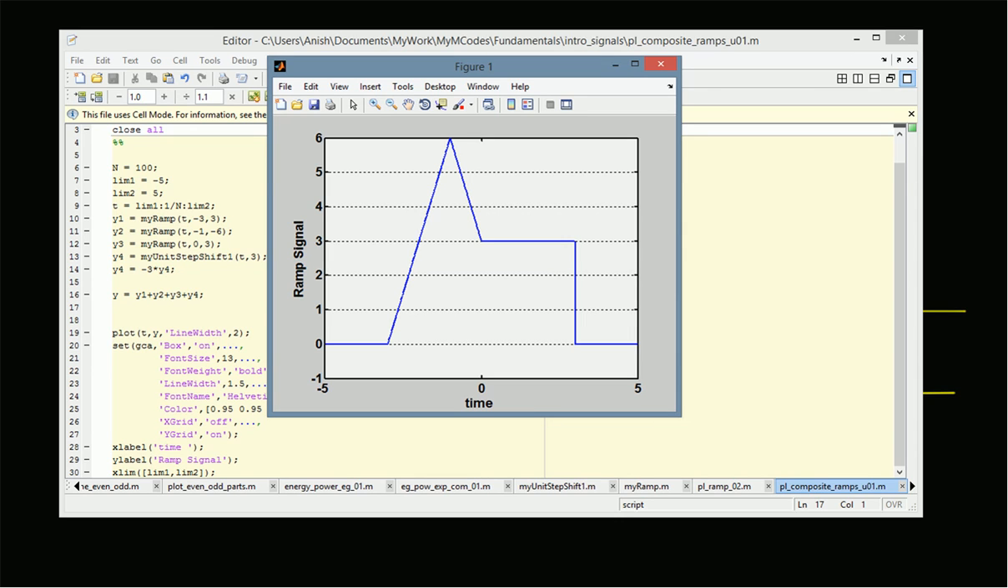If you look at the first one, it represents y1 of t, the second one is a combination of y1 and y2, and the third one is a combination of y1, y2, y3. Since y1 has a slope of plus 3, y2 has a slope of minus 6 and y3 has a slope of plus 3, they all cancel each other, and that's why we have a constant value from time t equal to 0 onwards. And after time 3, because of y4, there is a shift from plus 3 to 0, because y4 is actually minus 3 into u of t minus 3. So that is why we have this shape for the signal.